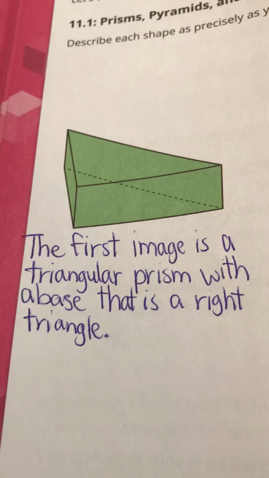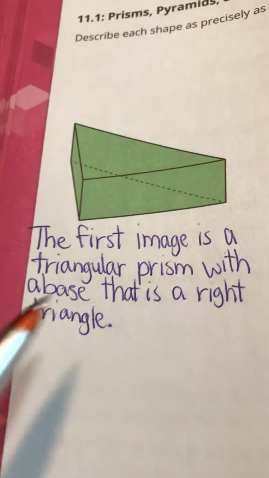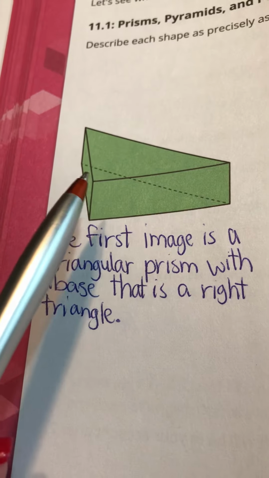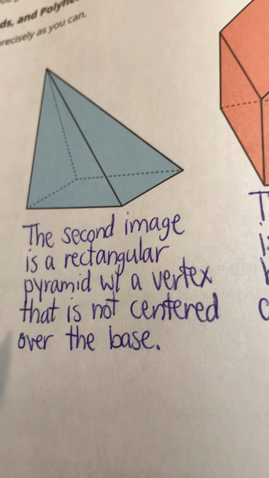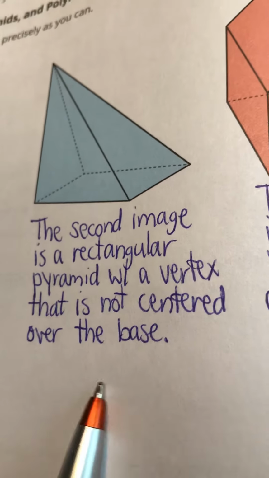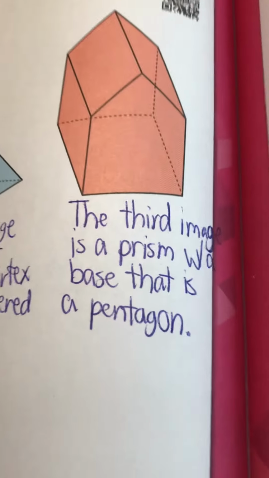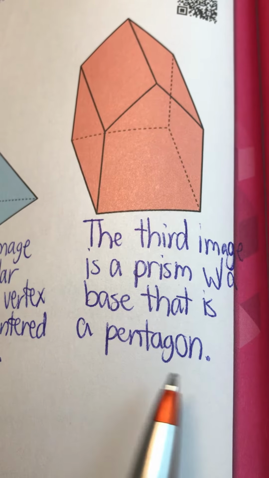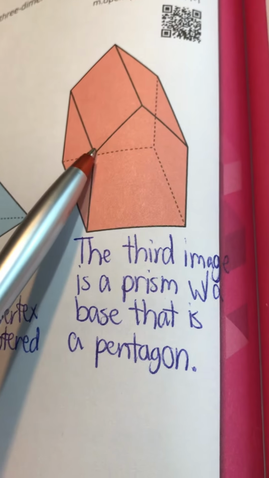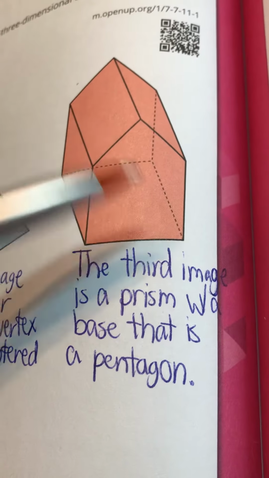So the first image is a triangular prism with a base that is a right triangle. So you see the little right angle, that's the right triangle. The second image is a rectangular pyramid, so they're kind of going up, with a vertex that is not centered over the base. And the third image is a prism with a base that is a pentagon. So this is your base right here. See how it's a pentagon? It's like the base is on the side.